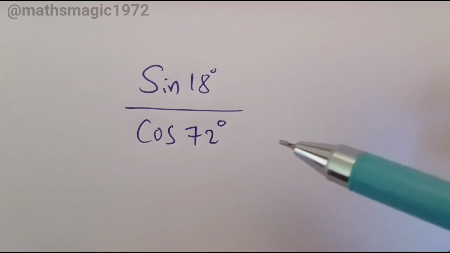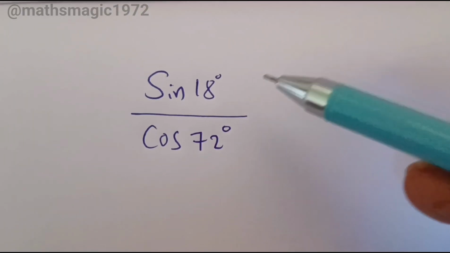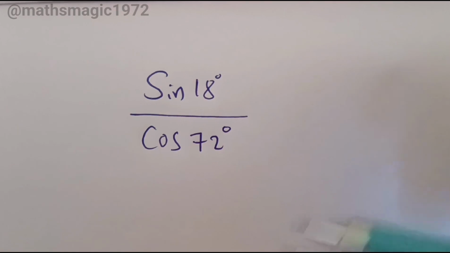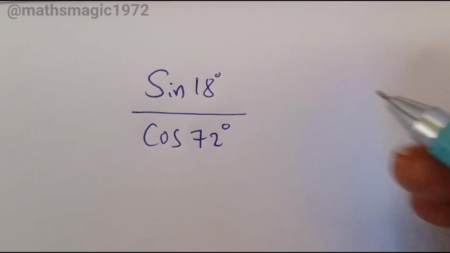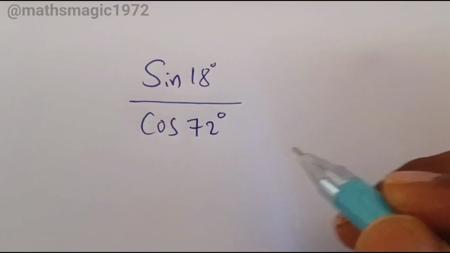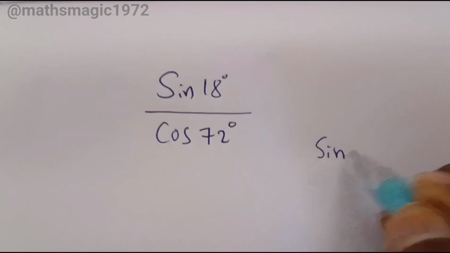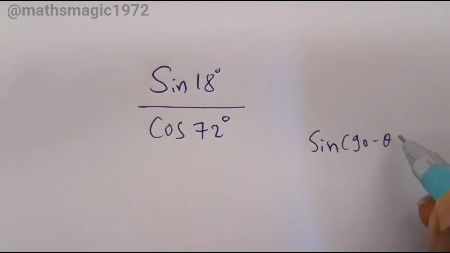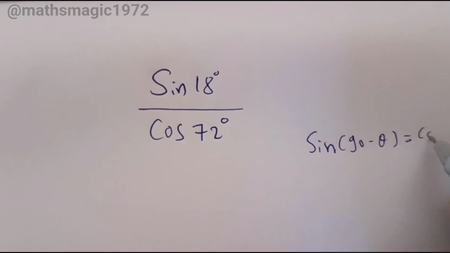Hey everyone, today we are going to evaluate sine 18 degree over cos 72 degree. First, let's recall a trigonometry identity. Sine of 90 minus theta is equal to cos theta.